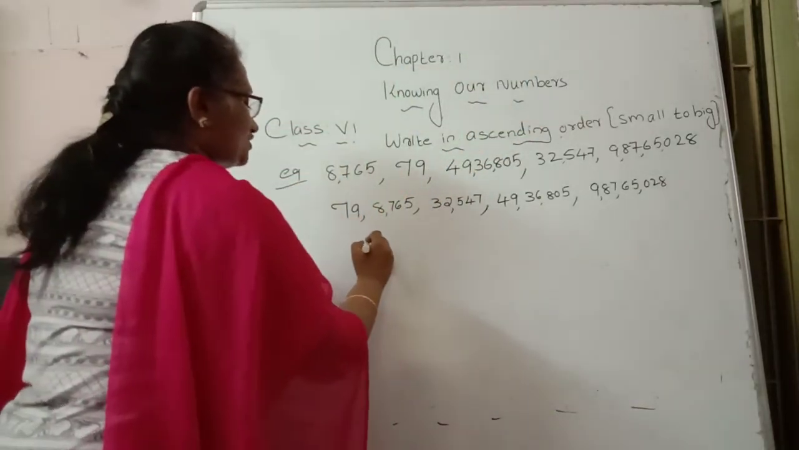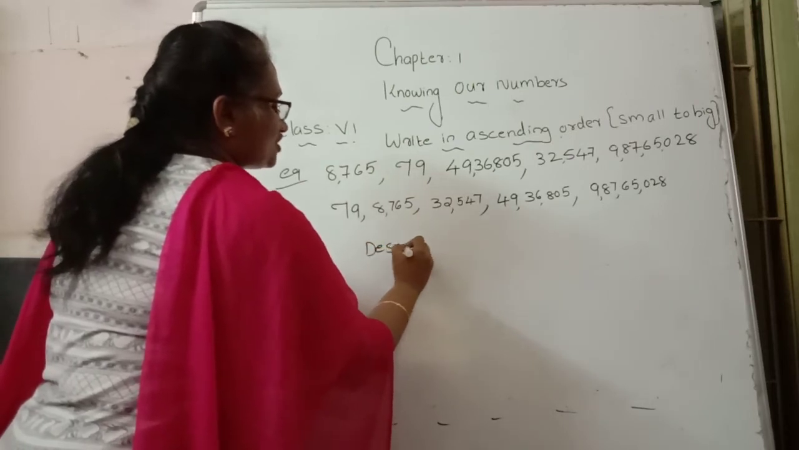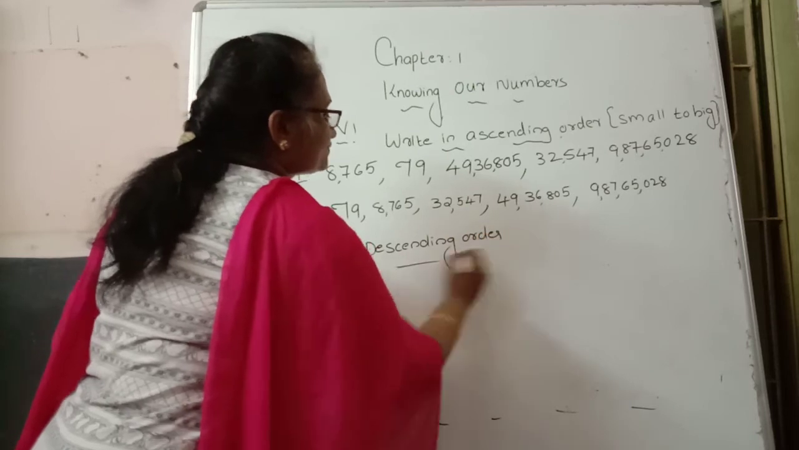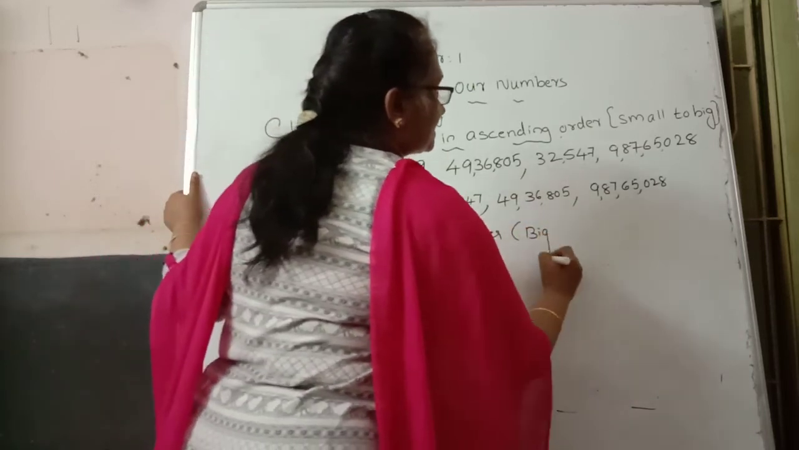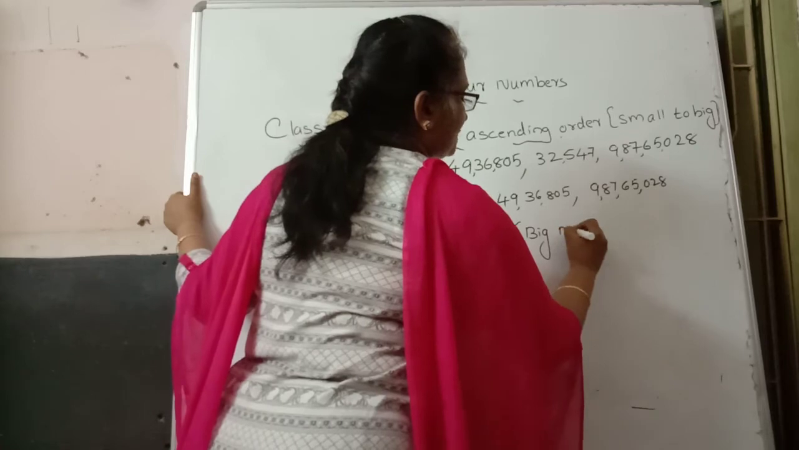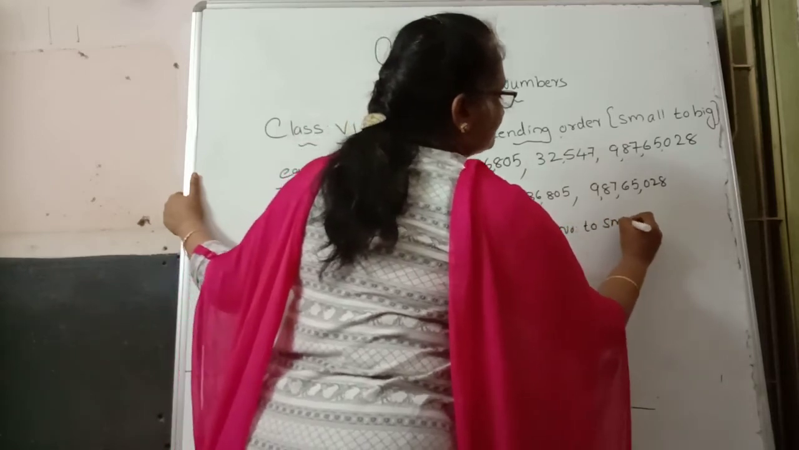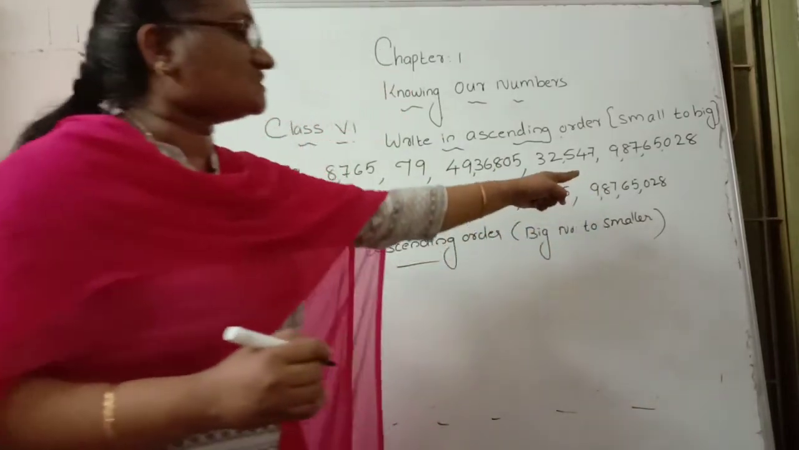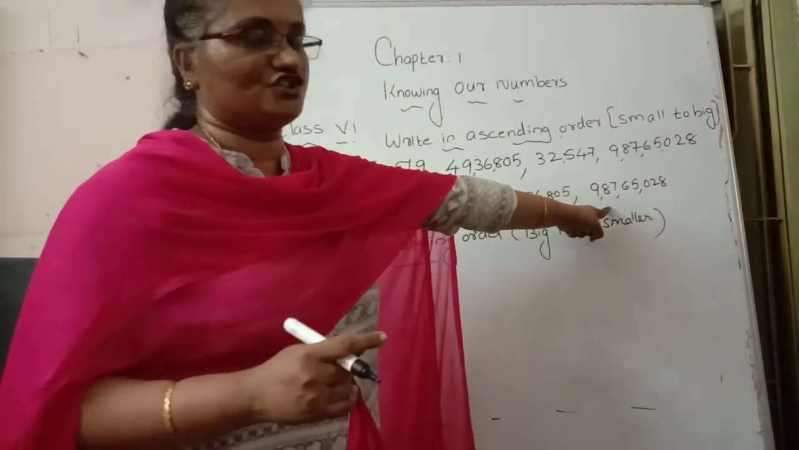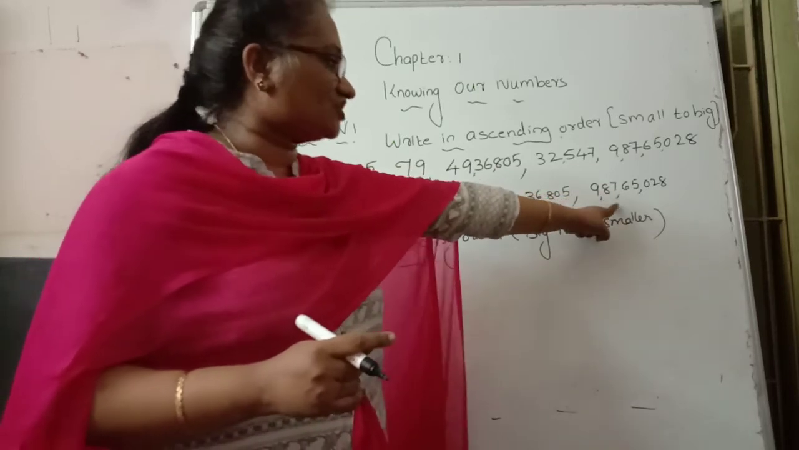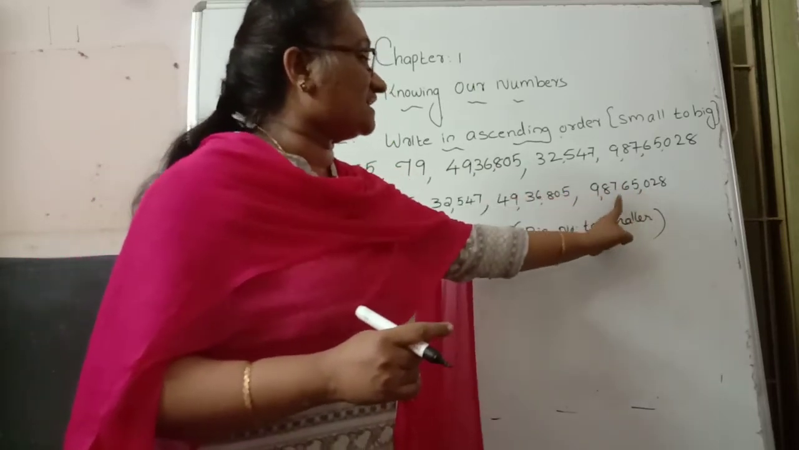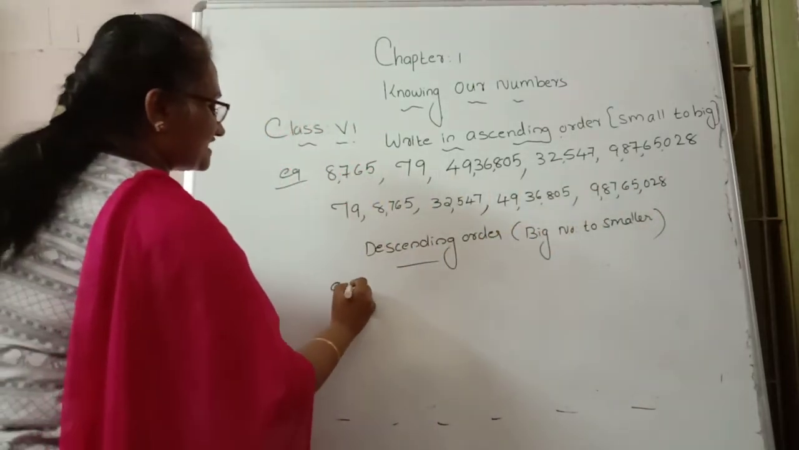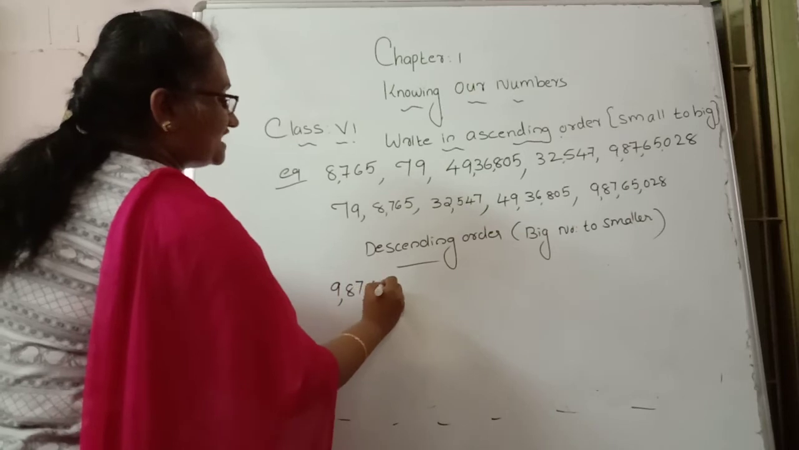Suppose here we want to write down the descending order. How to write down the descending order? Descending order means bigger number, next big number, next big number, smaller number. In this question, which is the biggest number we got? This one, 8 digit number, that is 9 crore 87 lakh 65,028 is the biggest. So we can write in that example, this is our biggest number.